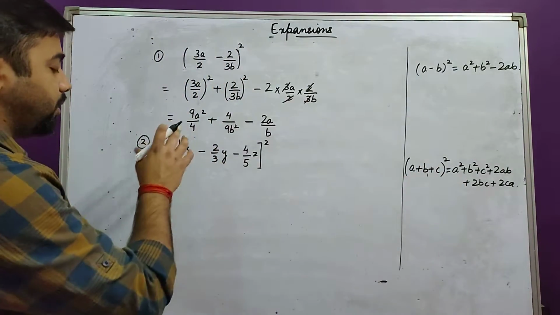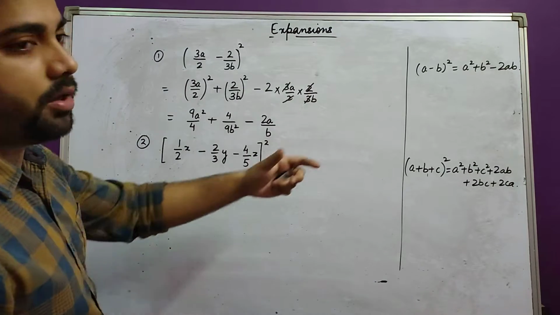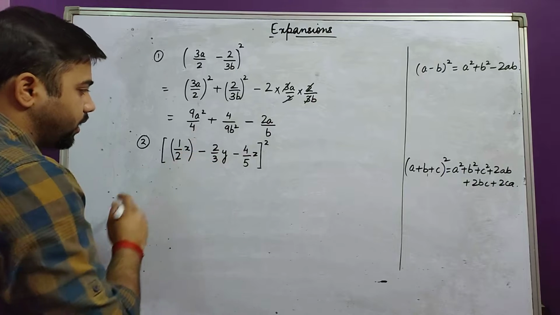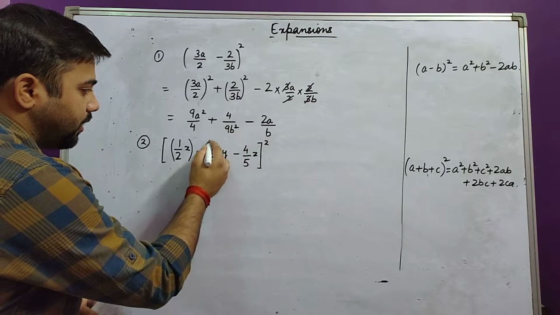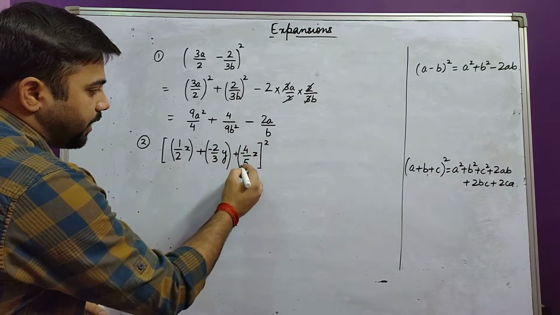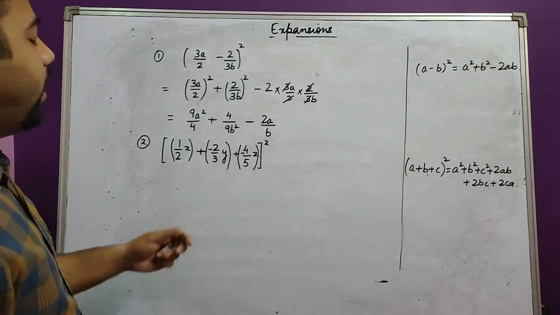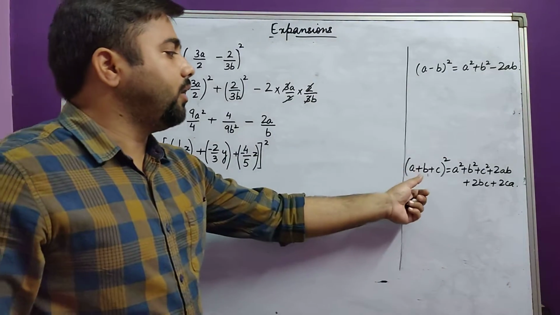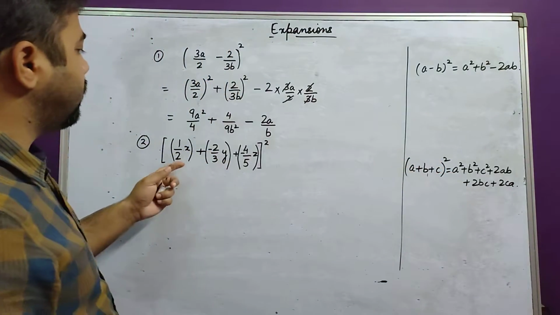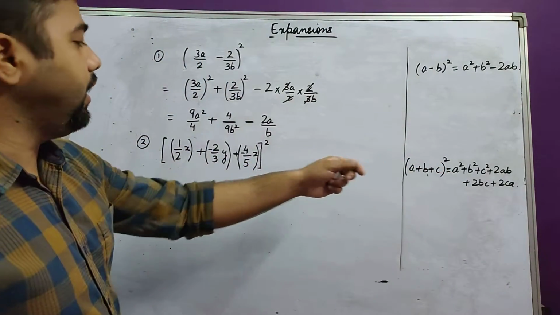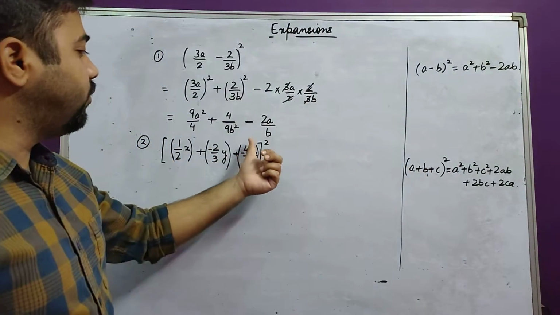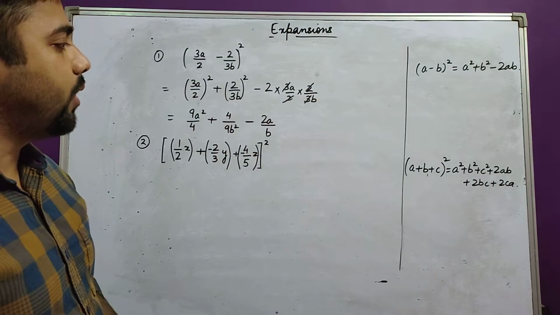Similarly, we're going to use it, but before using the formula, what we are going to do is enclose each term within a bracket with its plus or minus sign. Why have we done this? Because in our formula there was a positive sign over here and a positive sign over here, and therefore the first term a comes out to be 1 by 2x, the second term b comes out to be minus 2 by 3y, and the third term c comes out to be minus 4 by 5z. Now we are going to square.